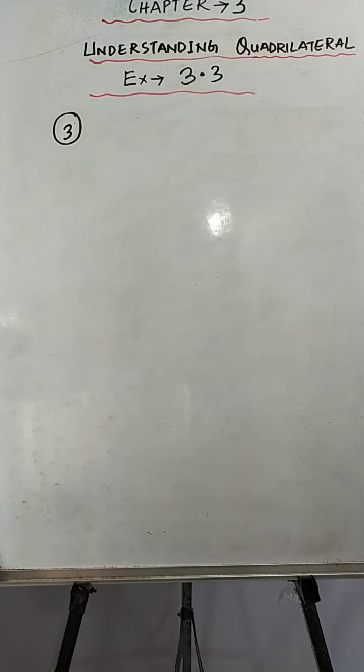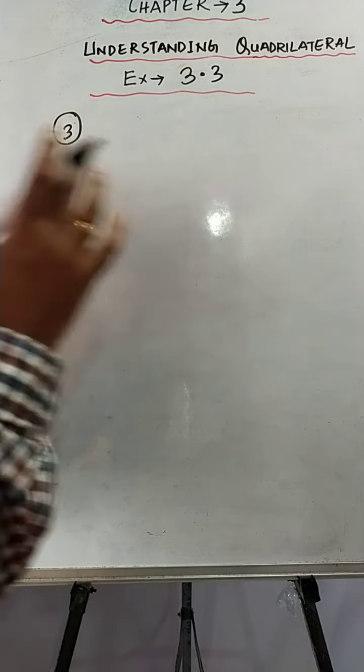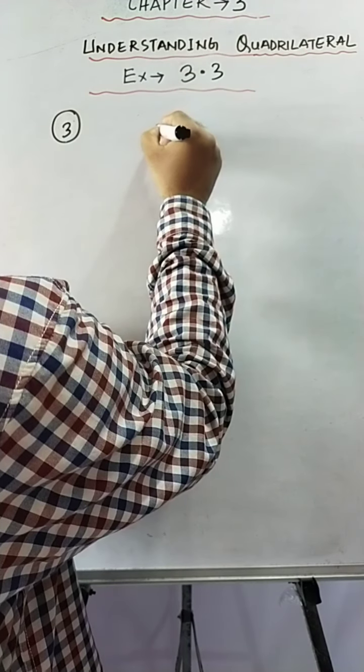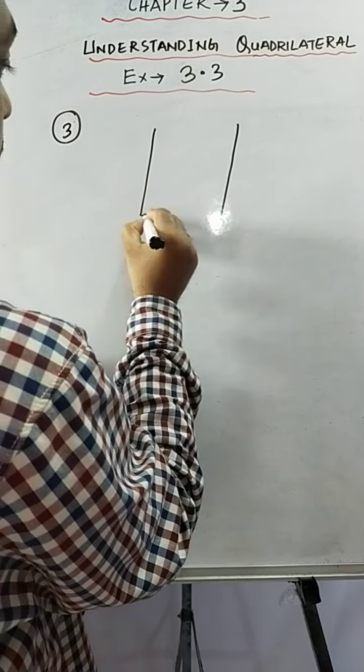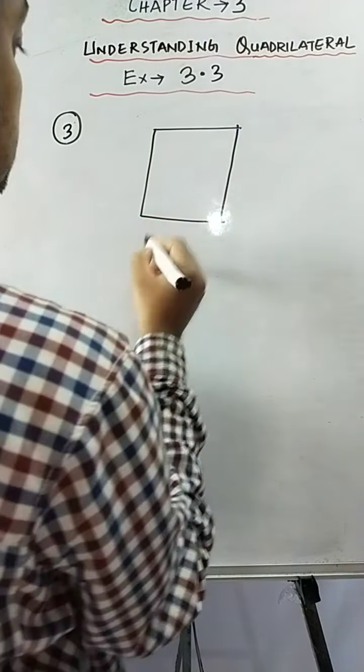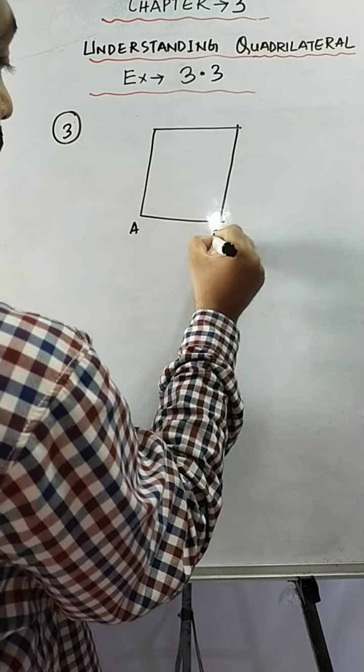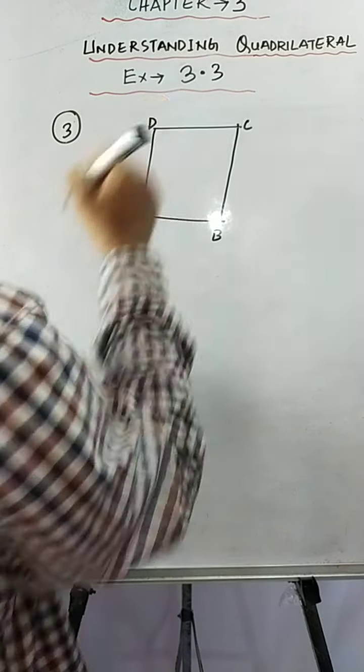Students, now in this session I will explain question number 3, 4 and 5 of exercise 3.3, chapter 3, Understanding Quadrilaterals. Now in question number 3 we have 3 parts. Fine. So first of all they have said, can a quadrilateral ABCD, now let me just draw a quadrilateral first. So suppose this is a quadrilateral. Fine. A, B, C and D.